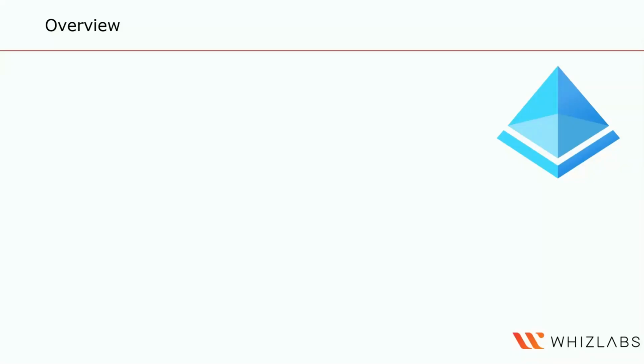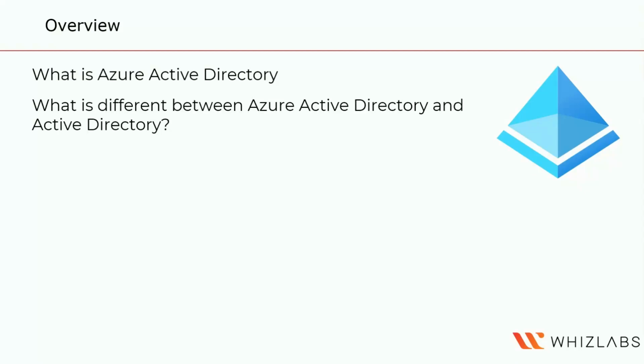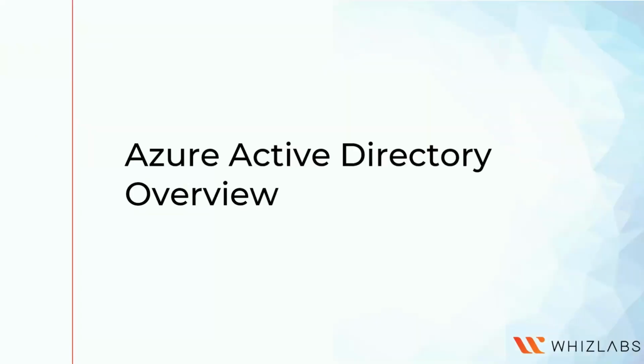In this section, we went over what actually is Azure Active Directory, also compared the differences between Azure Active Directory and regular Active Directory, and finally looked at the different licensing and feature options that are available inside of Azure Active Directory. This concludes our Azure Active Directory overview.